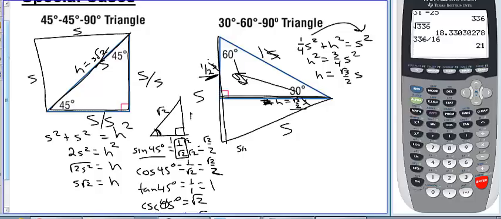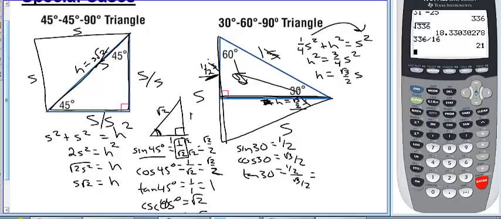We want to do sine of 30, cosine of 30, tangent of 30. Well, sine of 30 is opposite over hypotenuse, so that's 1/2. Cosine of 30 is adjacent over hypotenuse. That's square root of 3 over 2, and the tangent is 1/2 over square root of 3 over 2. But that's a complex fraction.